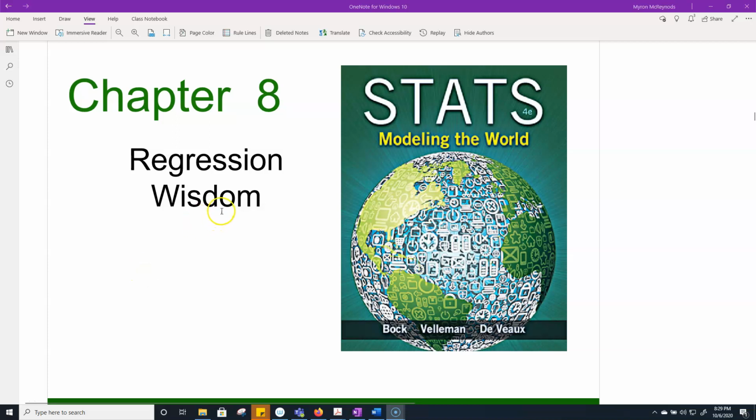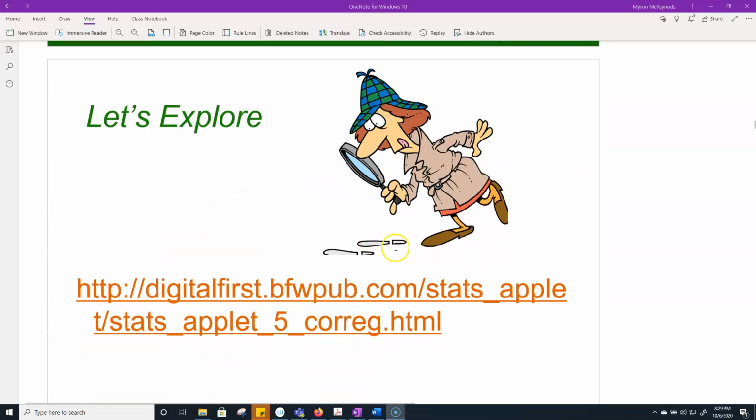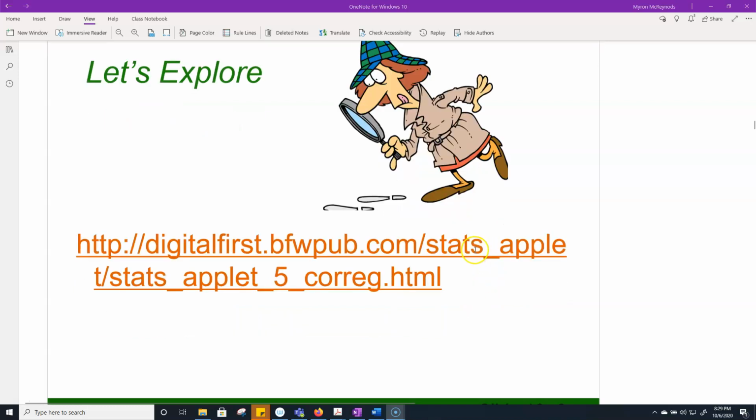Class, today we are going to begin Chapter 8, which is called Regression Wisdom. It's really going to add a lot of depth to these regressions that we've been doing. I would encourage you to go to this site right here because I'm going to be using it during these examples. So if you can, pause it and have the site ready off to the side, so you can see what happens when I add points to plots and how the regression line is changed based on those points. It'll be very helpful.